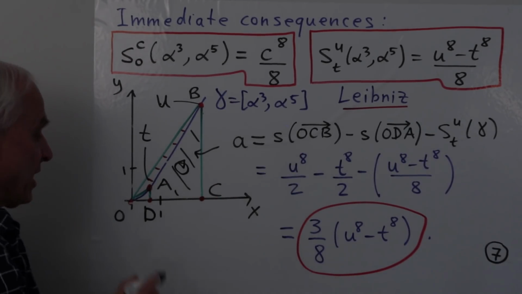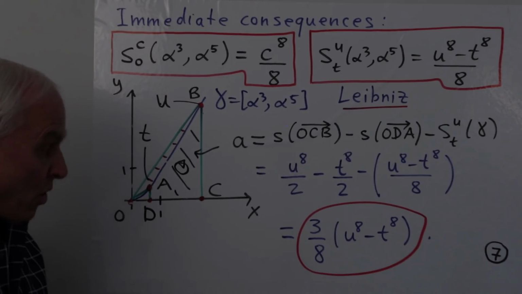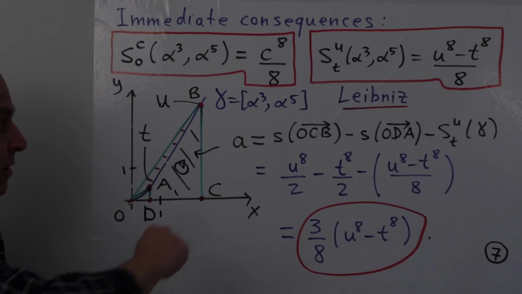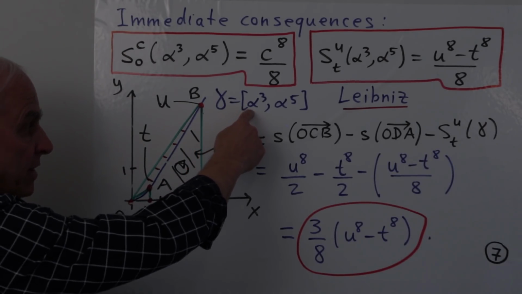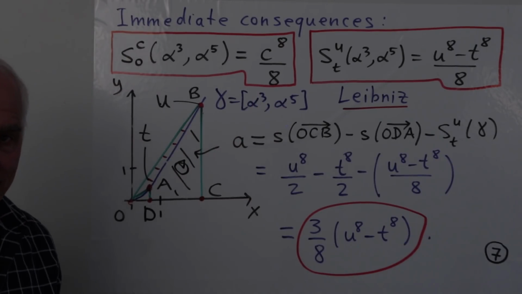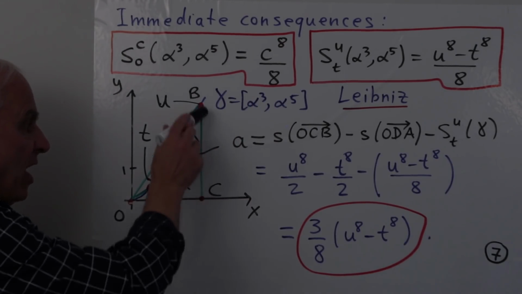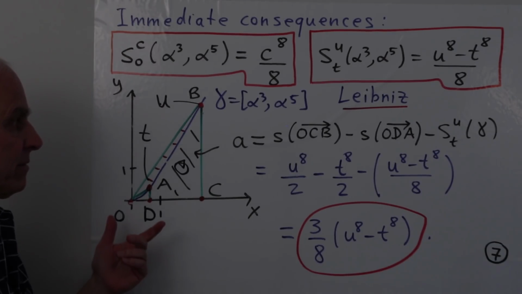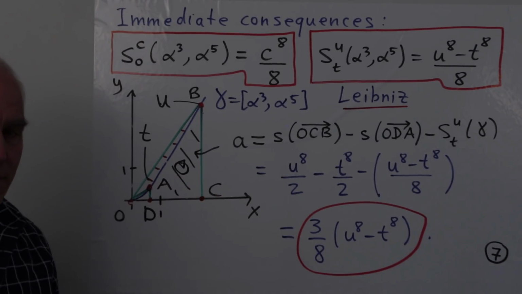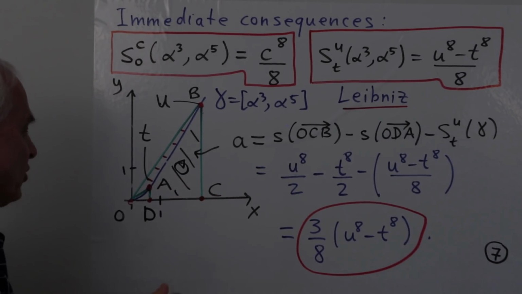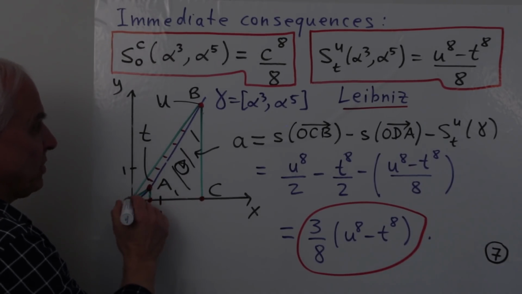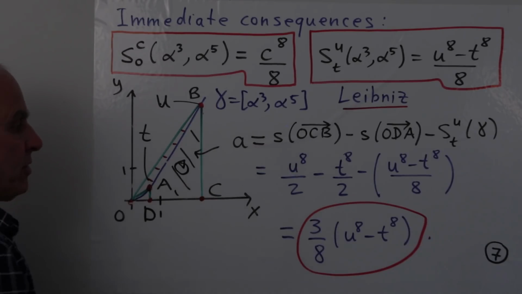How do we calculate the signed area of OCB? Well, this is the point where the parameter is supposed to be u. So alpha is u. So the x-coordinate is u cubed, and the y-coordinate is u to the fifth. That means that the base times the height of this thing will be u cubed times u to the fifth, and we divide by 2. We get u to the 8 over 2. Or a better way is just to use the signed area. This is u cubed, then we're taking the cross product of u cubed with this vector here, and we get u to the 8 over 2.